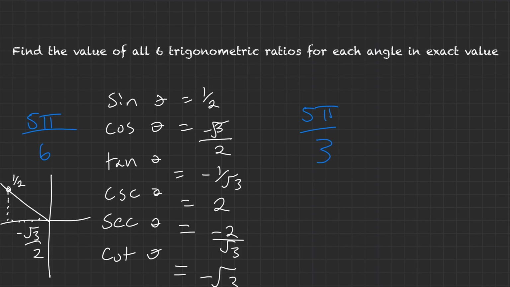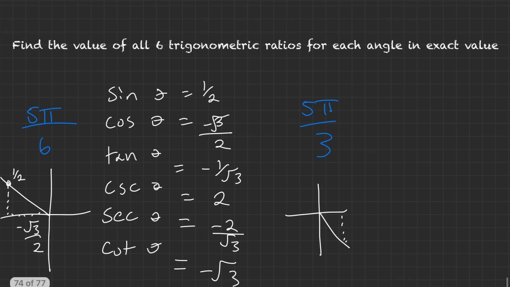Good. Now 5 pi over 3, so that's going to be in quadrant number 4, because the reference angle will be pi over 3. So then that's right here. And then the y will be negative root 3 over 2, with the x being 1/2.